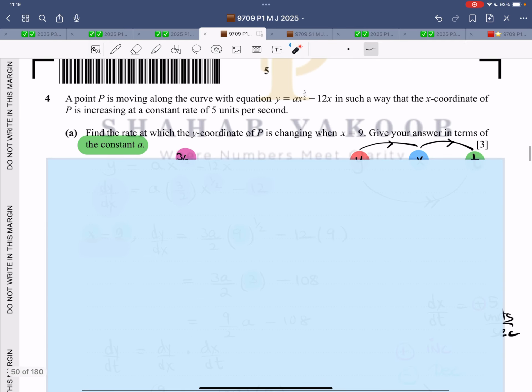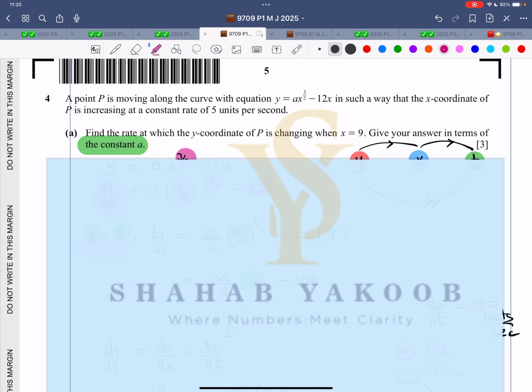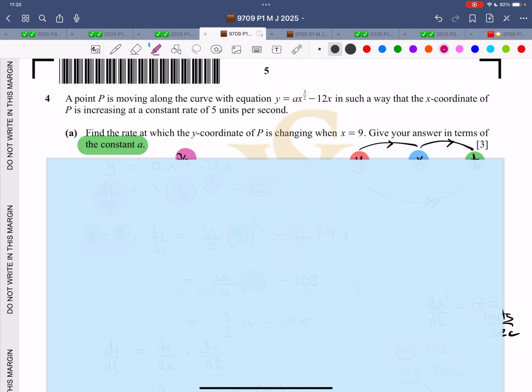Now question number 4. It says a point P is moving along the curve with this particular equation in such a way that the x coordinate of P is increasing at a constant rate of 5 units per second. So this is dx by dt, and by the way, this is a question of differentiation, rates of change. And it says it's increasing at this constant rate. So if it's increasing at this constant rate, that means dx by dt is positive. Constant rate of 5 units per second, and it's increasing, therefore dx by dt is positive 5.